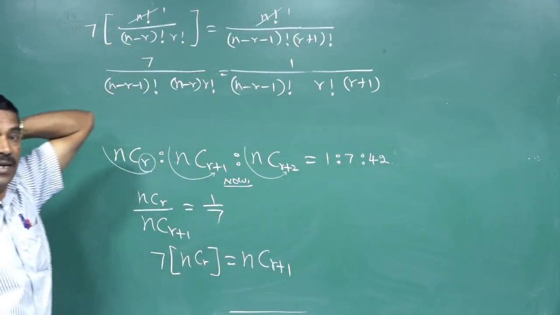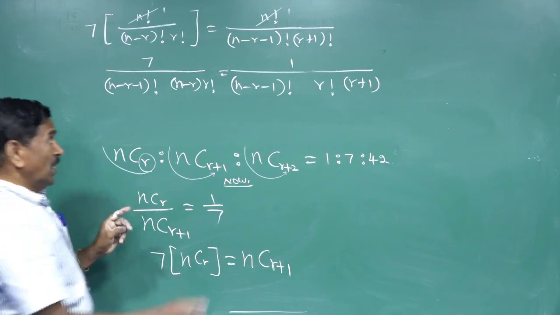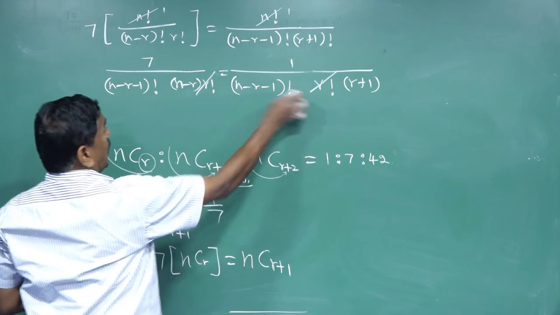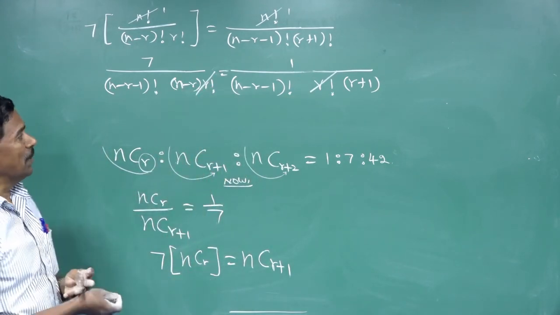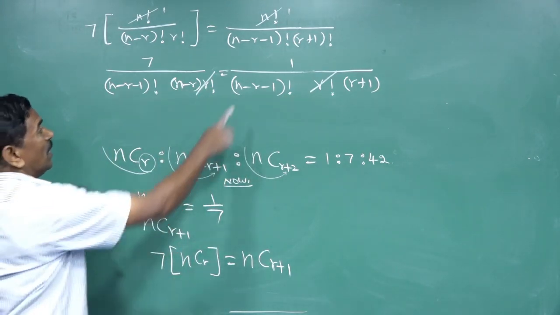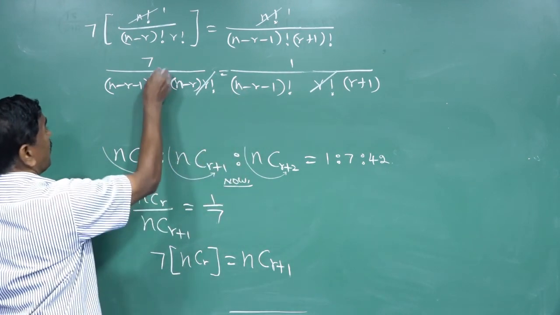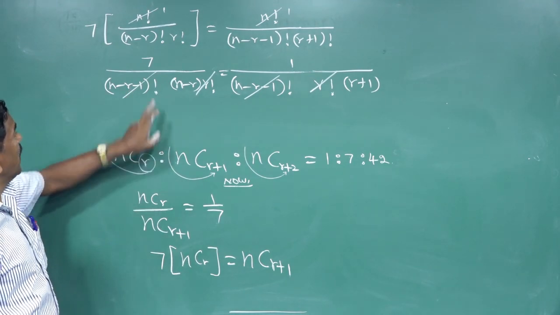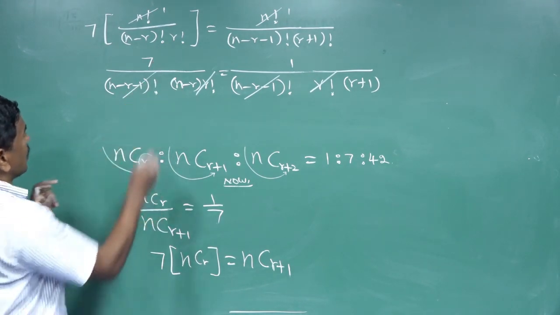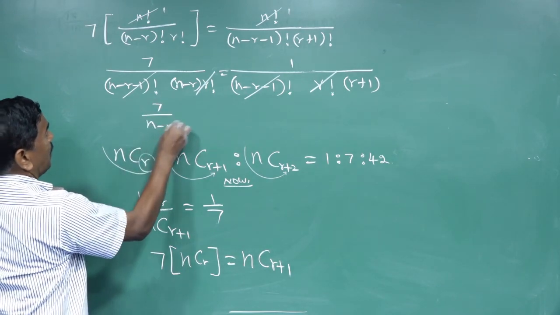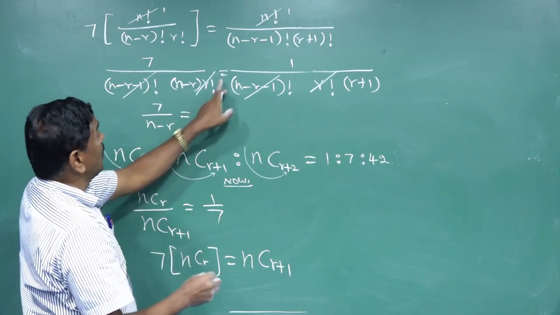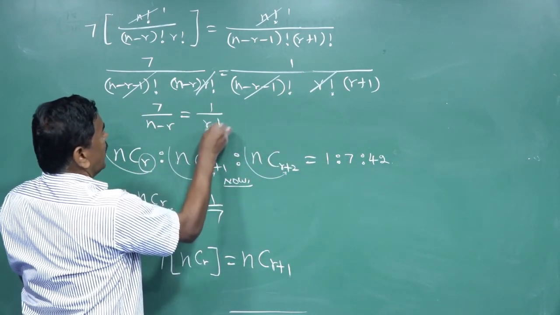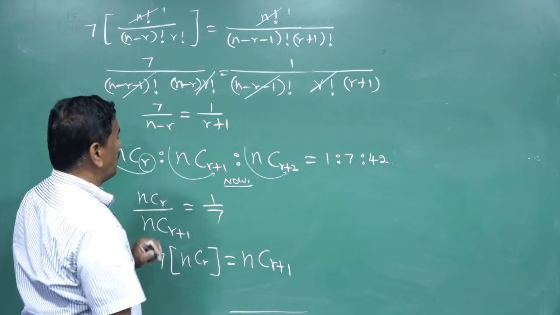Now using pencil cancellation. Any cancellation? Yes. Remember carefully, r factorial cancels. Next, any cancellation? Yes. n minus r minus 1 factorial and n minus r minus 1 factorial cancel. Now the remaining is 7 by n minus r. 7 divided by n minus r equals 1 divided by r plus 1. That's all.